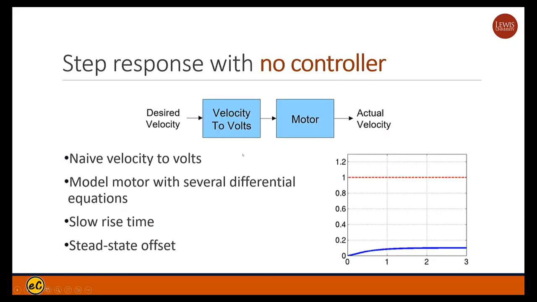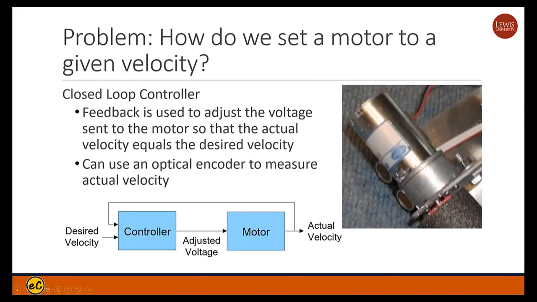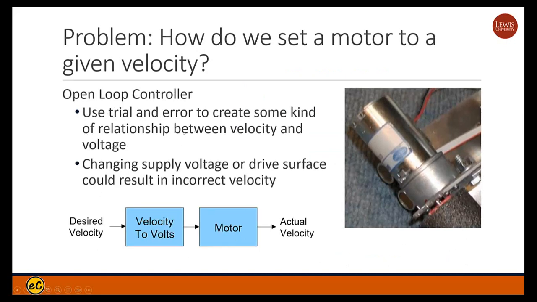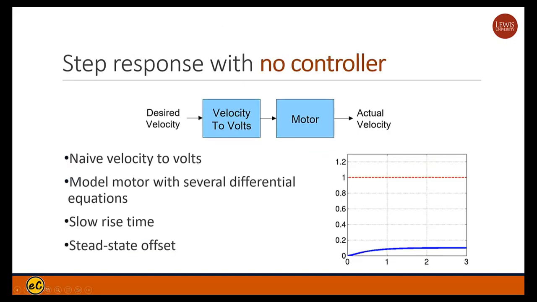Based on this, if you have no controller, then this is just open loop, no controller. There is a naive velocity to the motor. Maybe the transfer curve is totally wrong, then you will set the wrong speed. And there is slow rise time, and it may not reach the desired speed that you want.